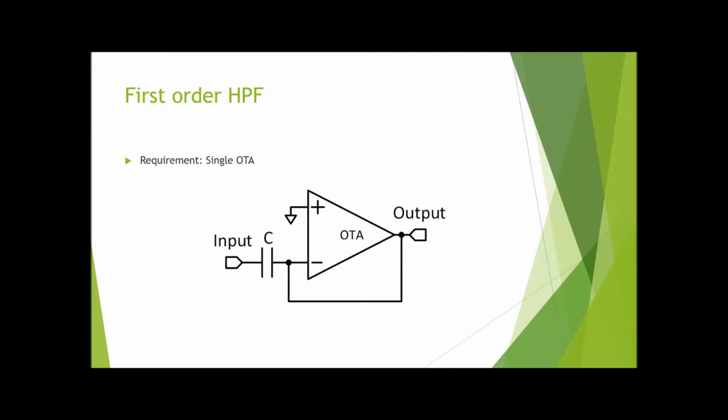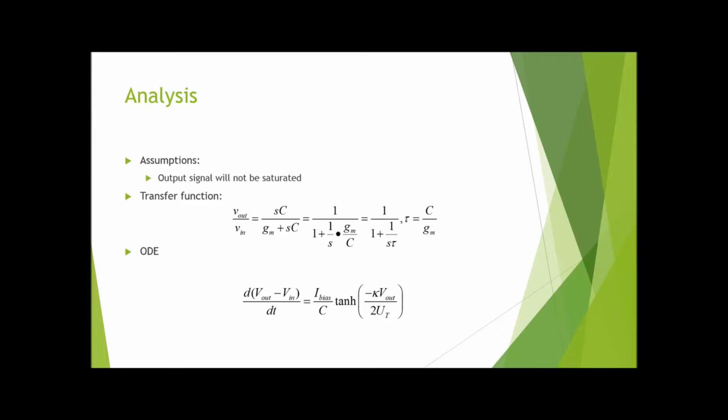Using this very simple structure, we will have a very straightforward analysis, which also has one assumption: that our output signal will not be saturated, and also the output of the OTA will form a tangent characteristic. And we can derive a very simple transfer function for that, but this function also has an assumption that GM will not change.